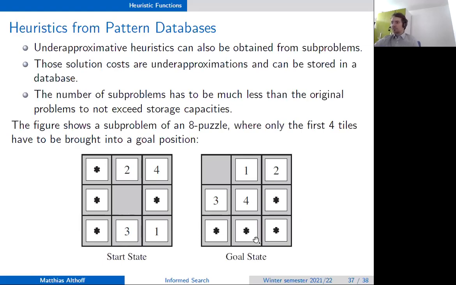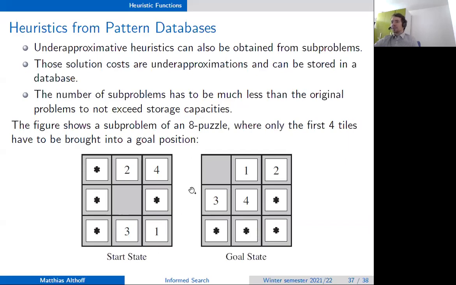And of course, if you now run, let's say, A star search with a not so good heuristic, then you can find the exact cost that you would need to bring these 4 tiles in order. And this cost then is an under approximation of the true cost of bringing everything in order.